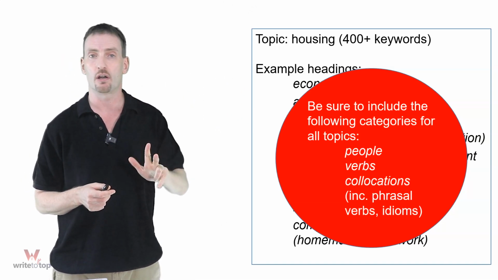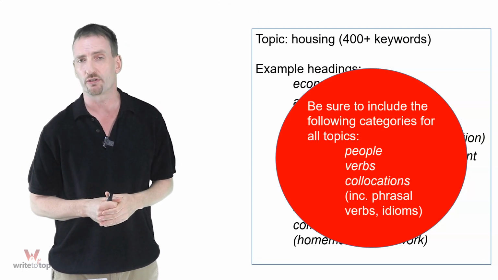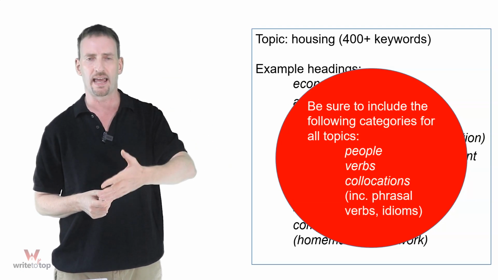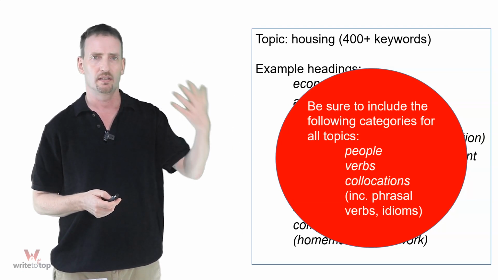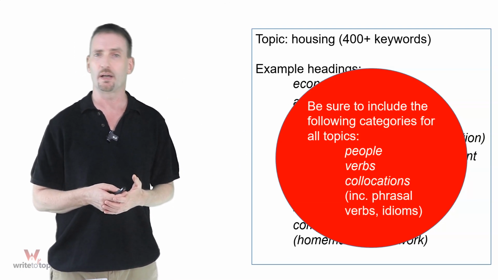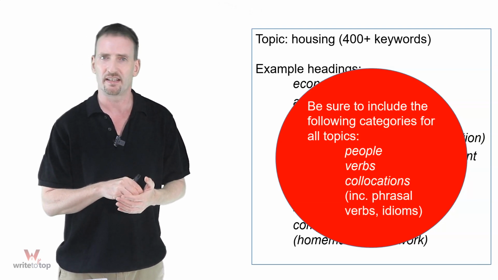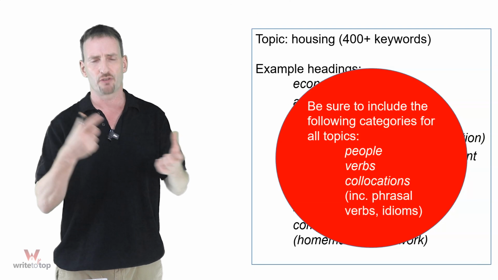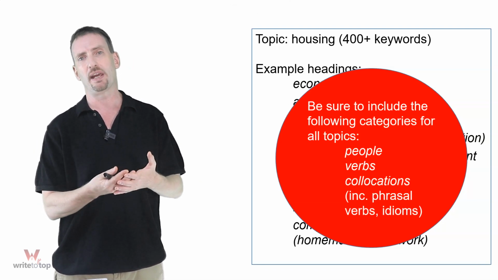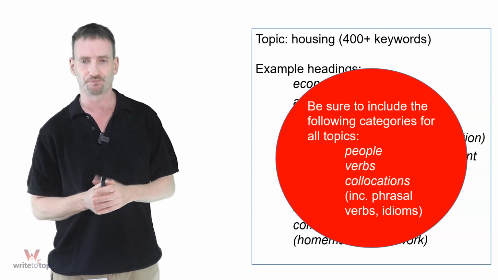People, verbs, and collocations. These are going to be used in every essay you're going to write. When it comes to people, you're thinking about, again, tenant, landlord, superintendent, lender at the bank, all kinds of different people involved when it comes to housing. Verbs. Every sentence you write in the essay is going to have a verb in it. Try to have as much variety and as much precision as you can with your language, and that's especially important with verbs.